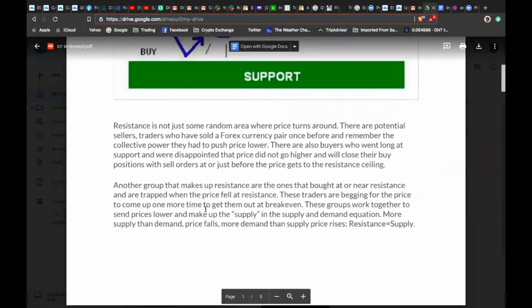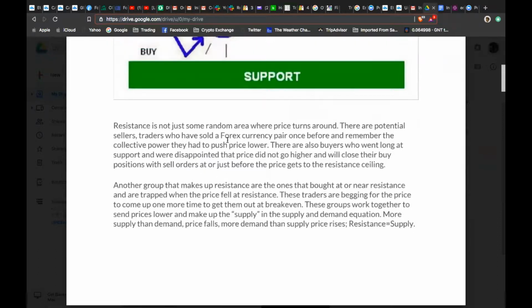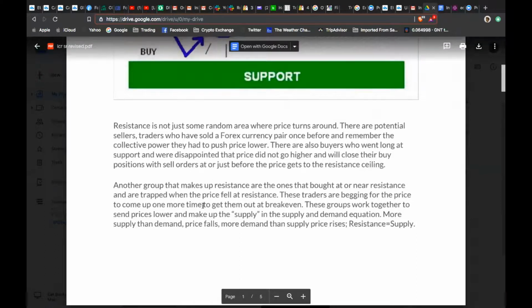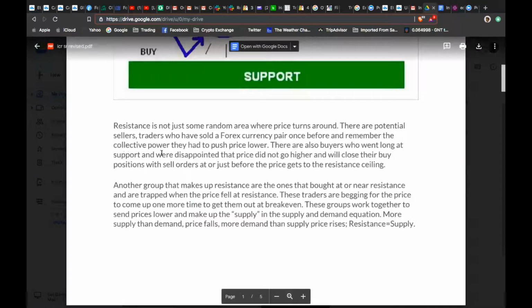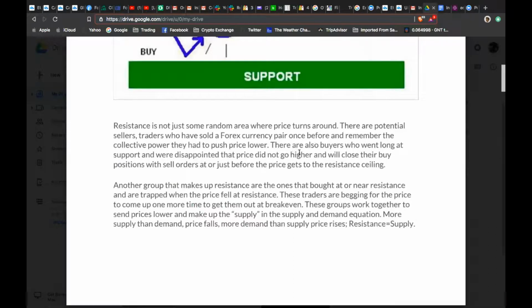You're gonna get this so you can read through it and really get the gist of it. But I'm gonna read something. Resistance is not just a random area where price turns around. There are potential sellers, traders who have sold a forex currency pair once before and remember the collective power they had to push price lower. There are also buyers who went long at support and, with disappointment that price did not go higher, will close their buyer's position with sell orders at or just before the price gets to the resistance.